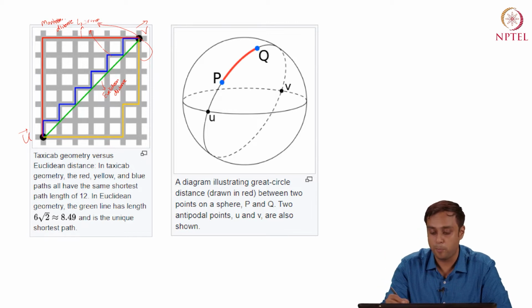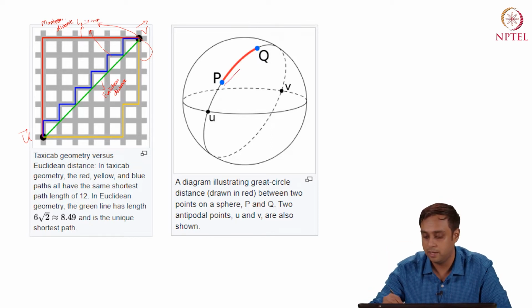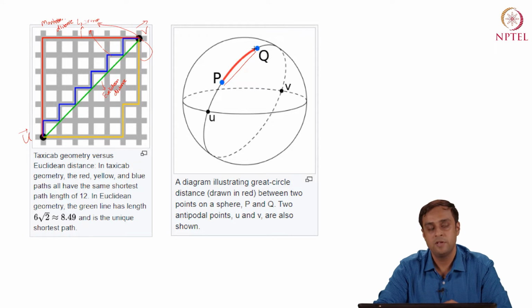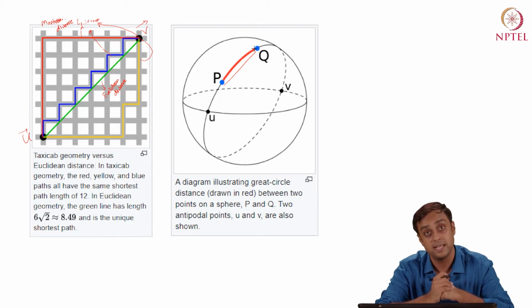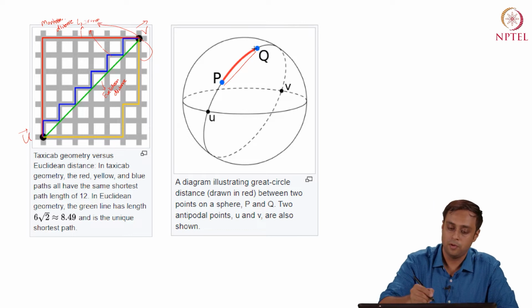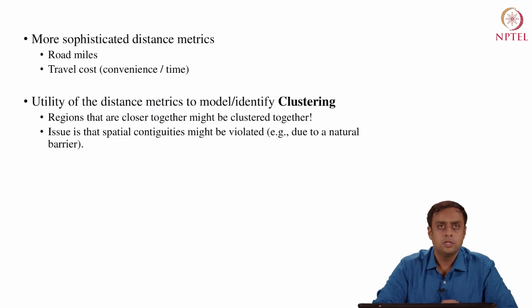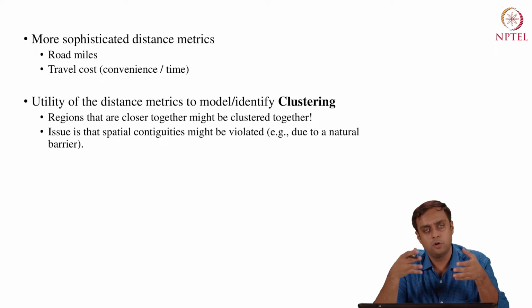So if I'm moving from point u to v, I would have to move on an arc rather than a straight line between u and v. So this distinction gives us yet another alternative measure of distance between 2 points in space, which is called the great arc distance. So these are primitive distance metrics.